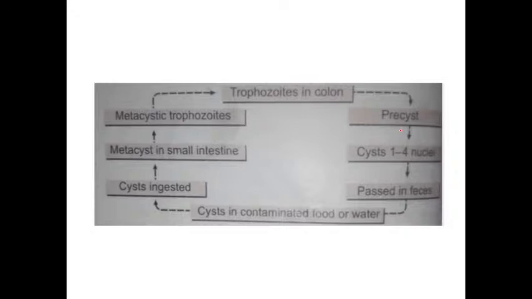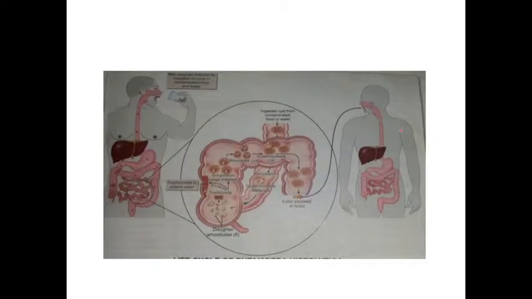As cystic forms, through the feces it will come out of the body of the host and reach the water bodies or food. The cyst can remain alive in a moist environment for weeks, even months. The mode of infection is through contaminated food.